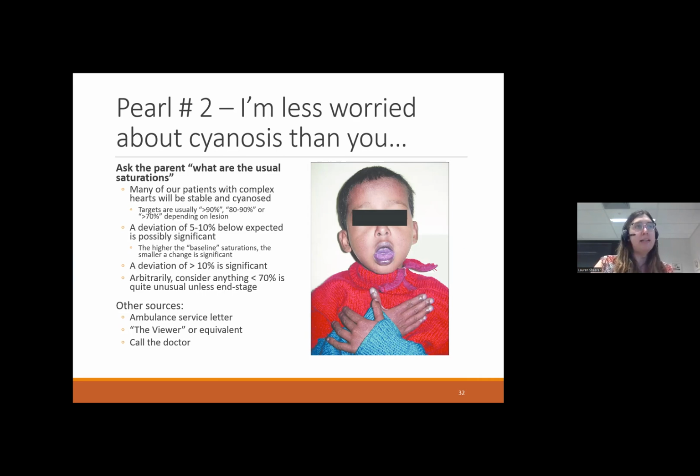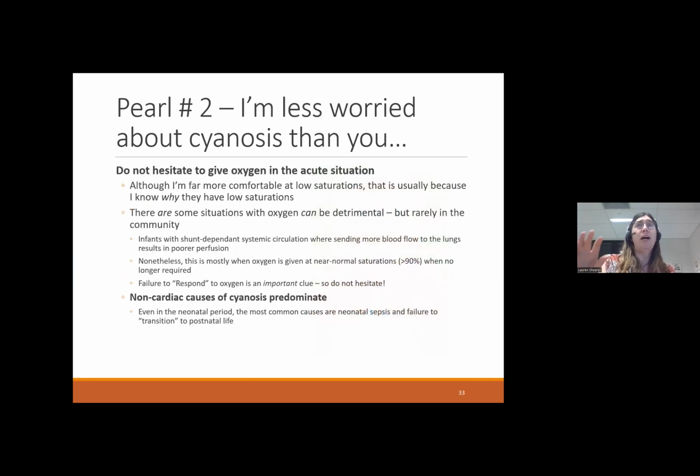Now, all that said, if you read in the textbooks, you might have heard that some children with congenital heart disease will deteriorate if they're given oxygen. And I want to be very clear, I don't want you to hesitate to give oxygen in an acute situation where you don't know that it's bad. I am far more comfortable at low saturations, but that is because I know why they have low oxygen saturations. And there are some situations where oxygen can be detrimental, but those patients are actually rarely in the community.